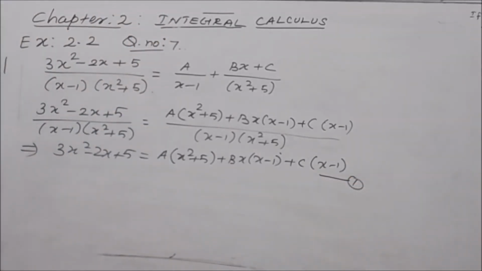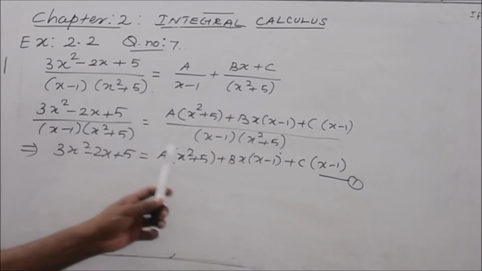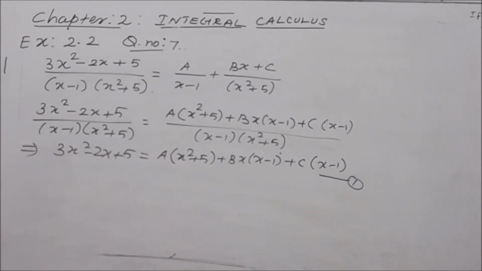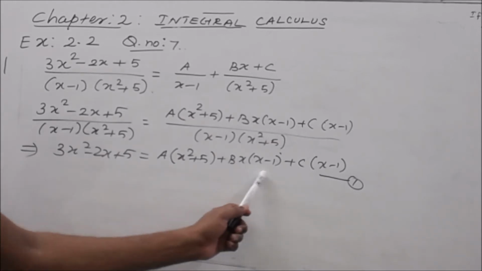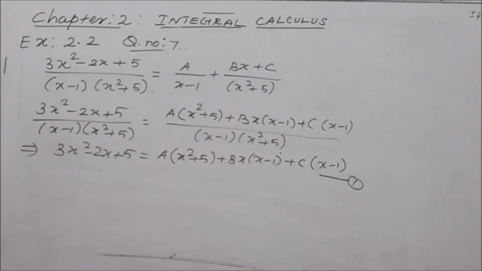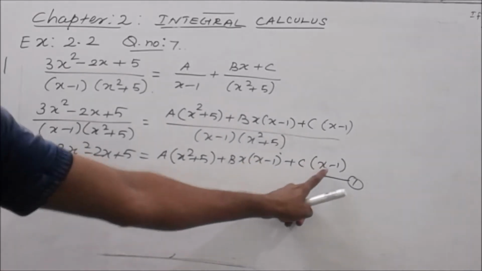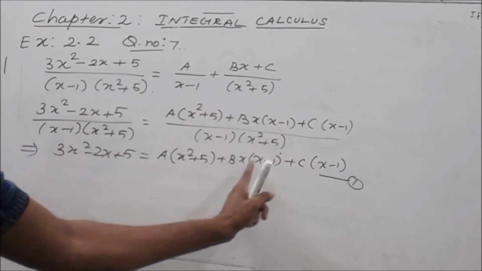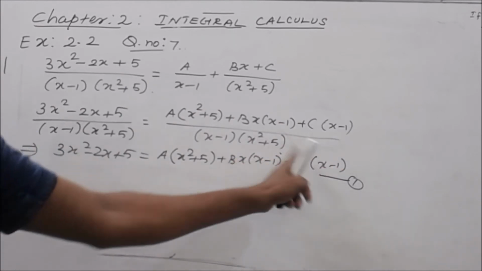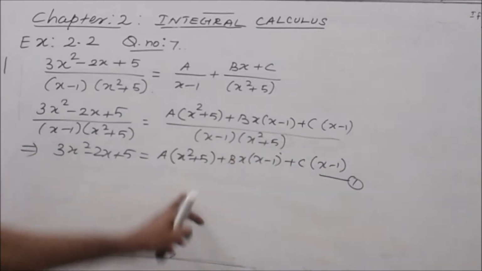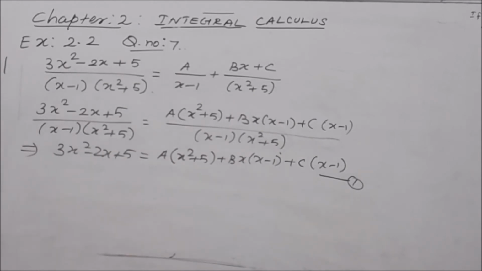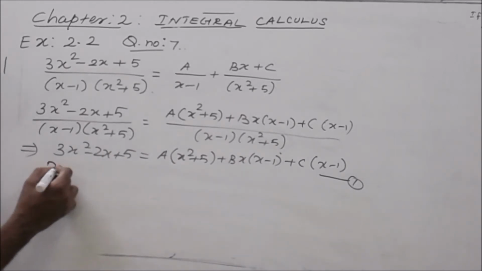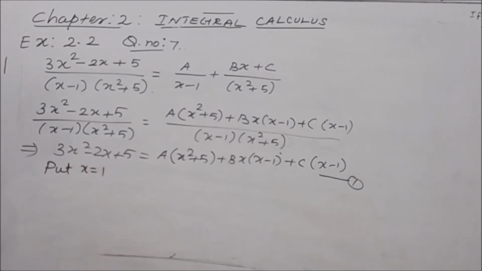By the method used in the previous problem, we should calculate the values of a, b, c here also. To calculate a, now I am substituting x = 1. If I substitute x = 1, both the other terms become 0. That means the terms with b and c become 0, and we can easily calculate the value of a. So put x = 1 in equation 1.